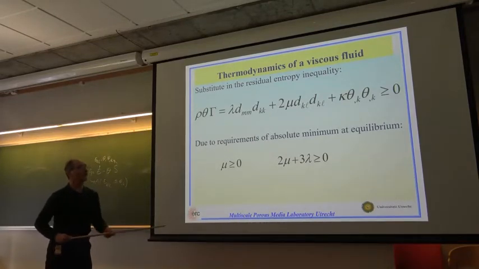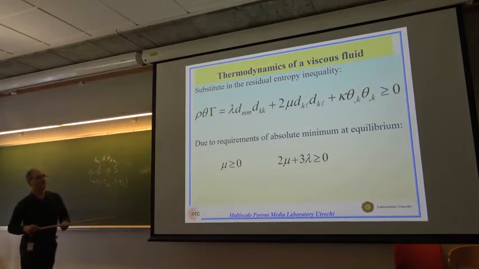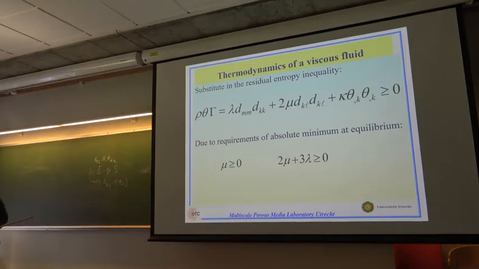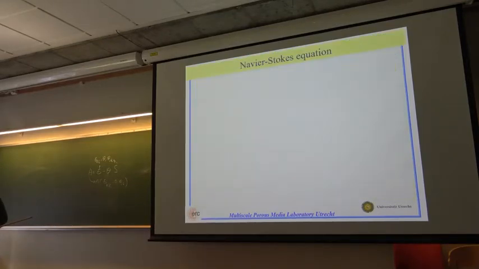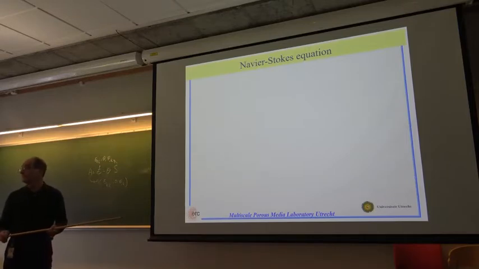That derives from the fact that otherwise this can be non-negative. That ensures that it's always, and kappa must be positive. Okay? And if you put all these together, then you get Navier-Stokes equation. You know that. Great. Any question?